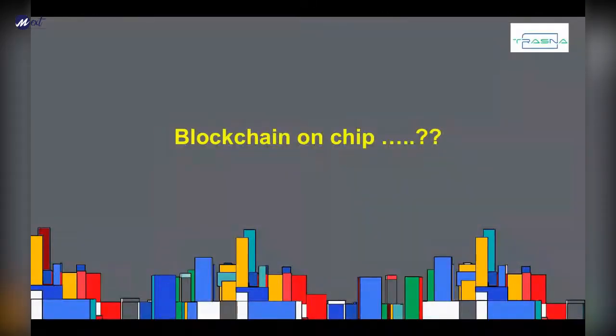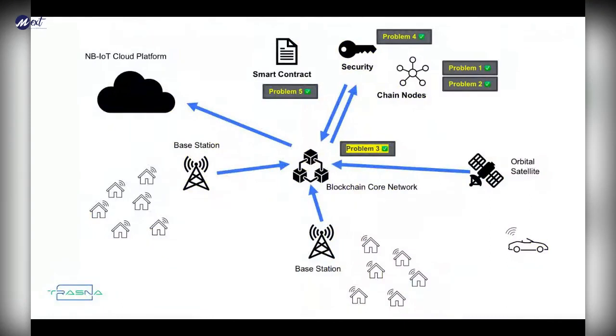But what is interesting is what Trustna will be delivering, or trying to innovate, which is blockchain on chip. Blockchain on chip can give you a kind of solution which comes with smart contracts, security, and the creation of chain nodes. And as I mentioned the problems in the slide before, all the solutions can be made available with the narrowband IoT microcontroller or devices with the blockchain.